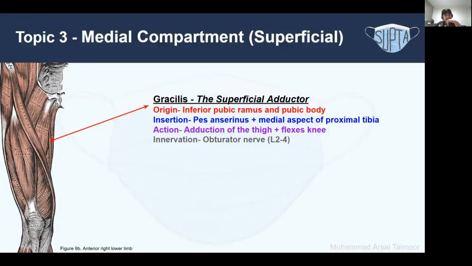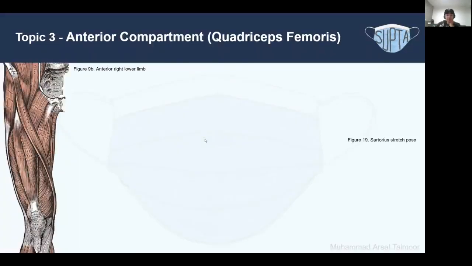And it obviously adducts the thigh. It will flex the knee because it has that hamstring with the similar insertion to that semitendinosus. It will flex the knee similar to the hamstring muscles. It's got the same innervation.